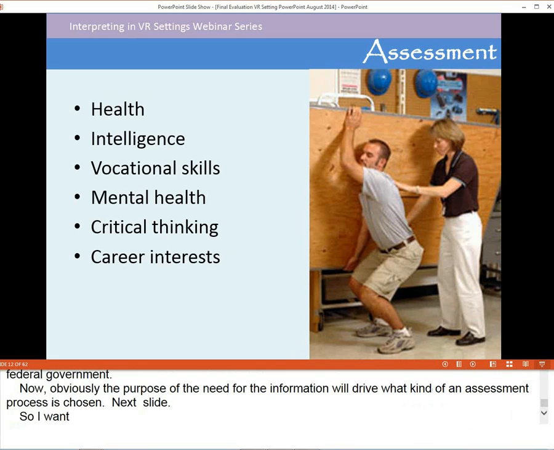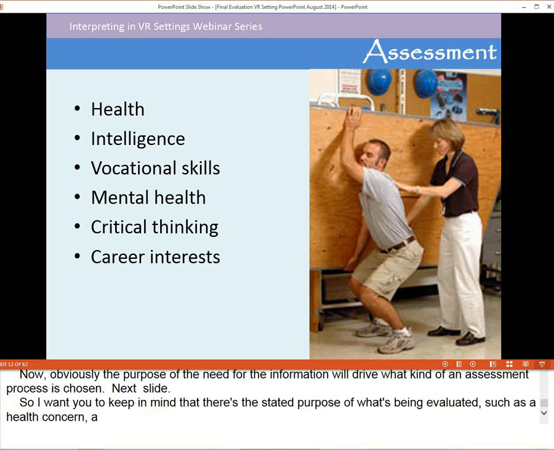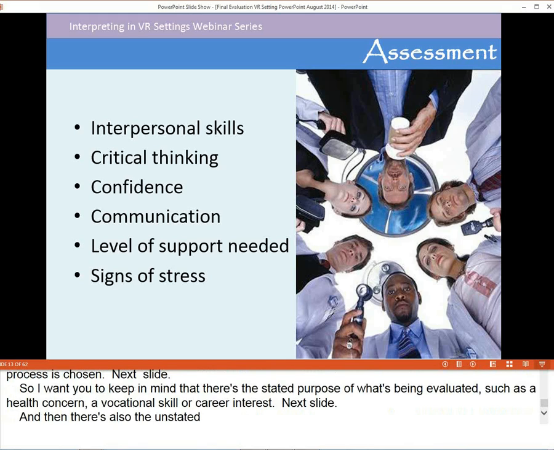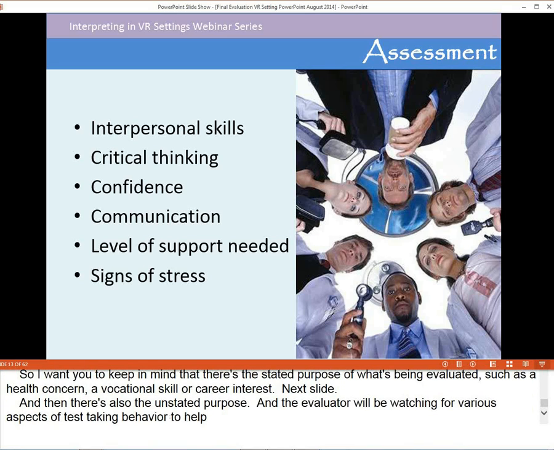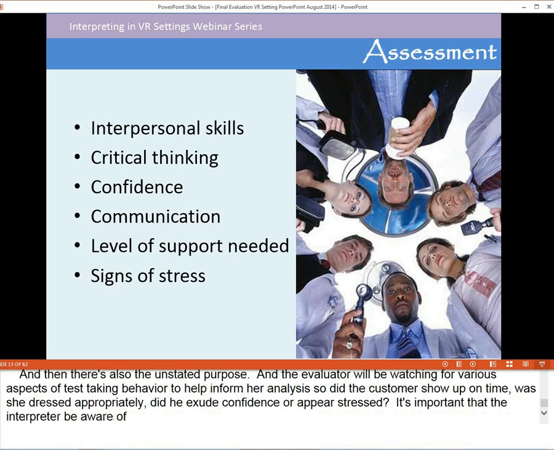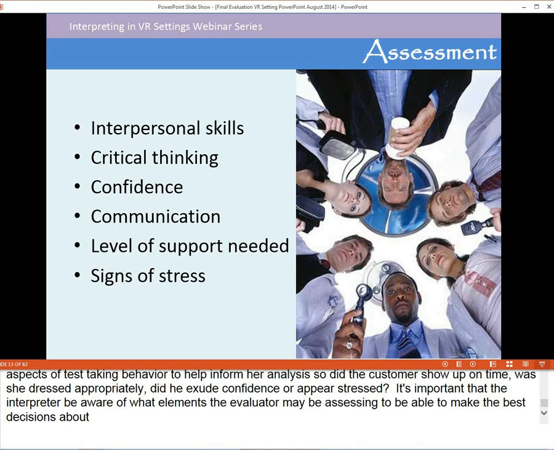So I want you to keep in mind that there's the stated purpose of what's being evaluated, such as a health concern, a vocational skill, or career interest. Next slide. And then there's also the unstated purpose. And the evaluator will be watching for various aspects of test-taking behavior to help inform her analysis. So did the customer show up on time? Was she dressed appropriately? Did he exude confidence or appear stressed? It's important that the interpreter be aware of what elements the evaluator may be assessing to be able to make the best decisions about what information to relay. It's worth a conversation prior to the actual assessment.